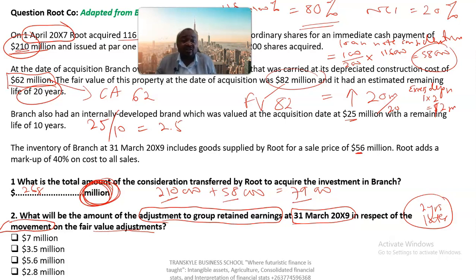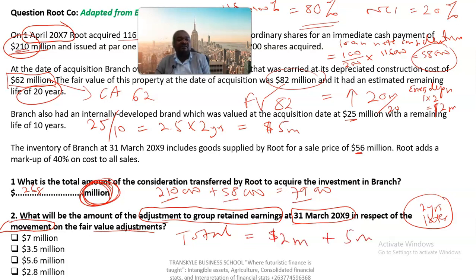Okay, the depreciation of intangible assets is called amortization. Every year, but it's now 2 years later, times 2 years. So the adjustment to our group retained earnings should be 5 million. That's the excess amortization, 5 million. So the total adjustment should be 2 million plus 5 million. This comes to 7 million.